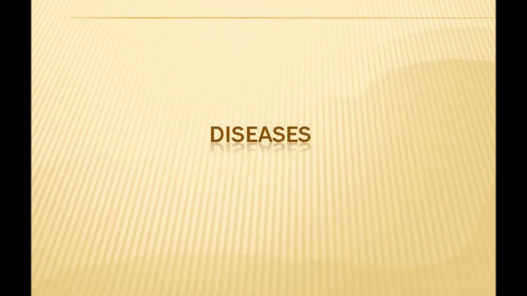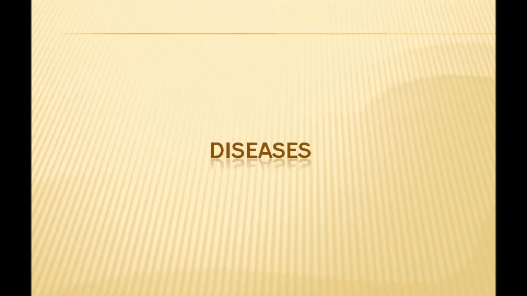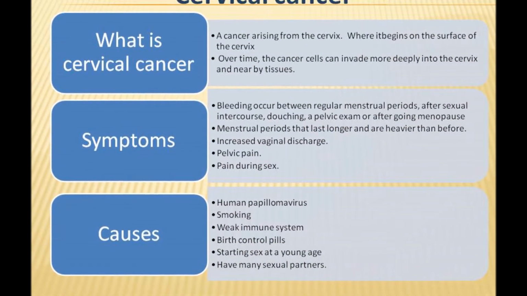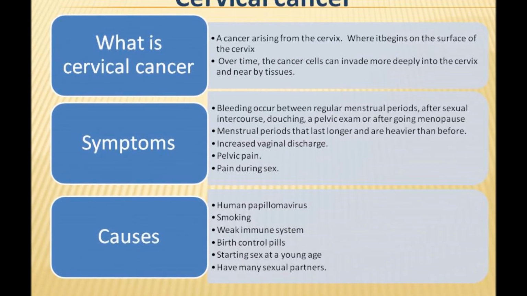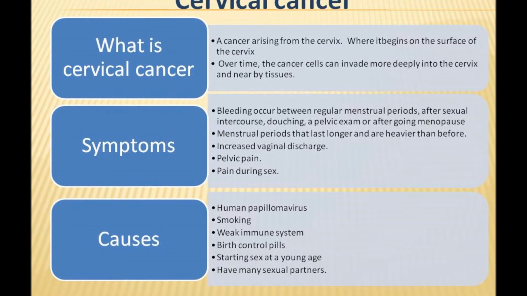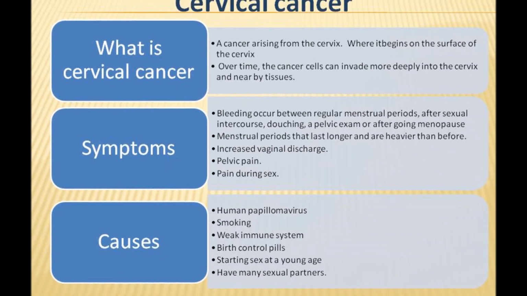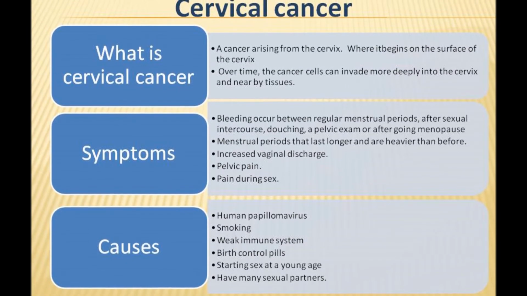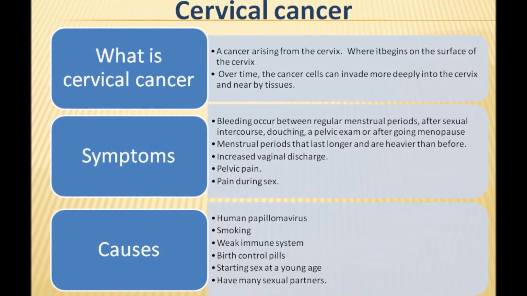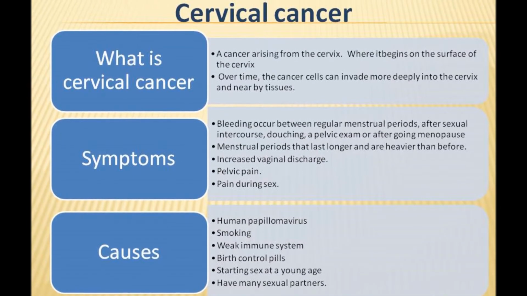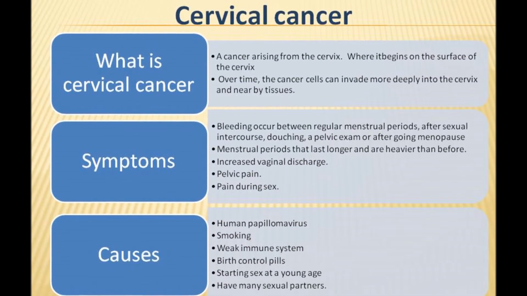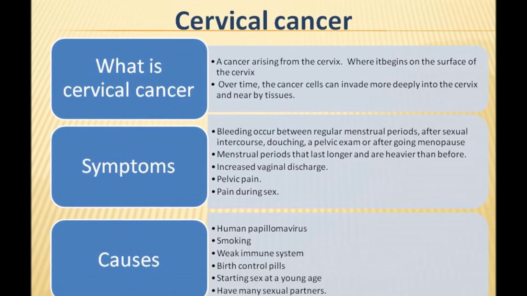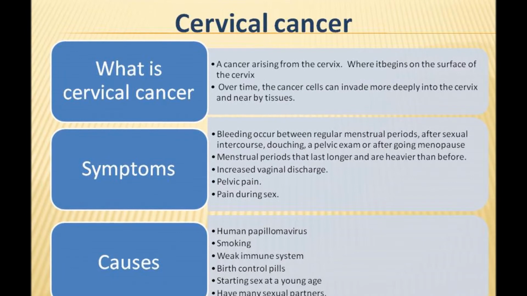Okay, next is diseases. About cervical cancer. Cervical cancer is a cancer arising from the cervix, where it begins on the surface of the cervix. Over time, the cancer cells can invade more deeply into the cervix and nearby tissue. The symptoms that can be seen in cervical cancer are bleeding, menstrual periods that last longer and are heavier than before, increased vaginal discharge, pelvic pain, and pain during sex.